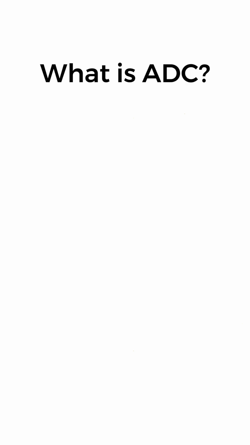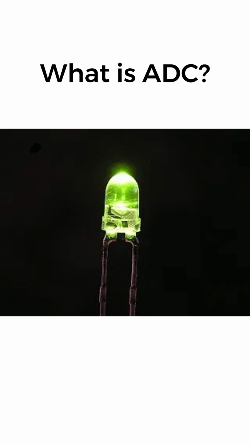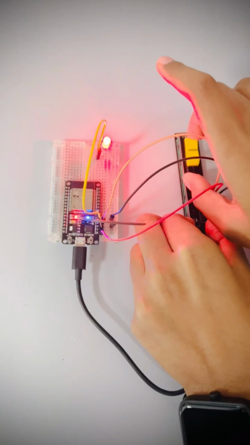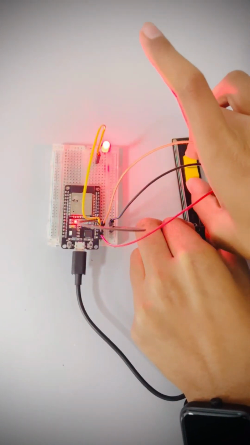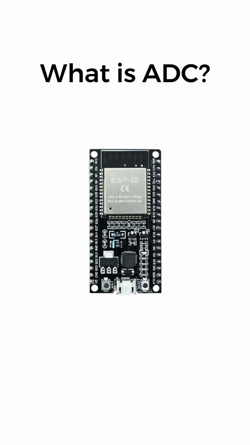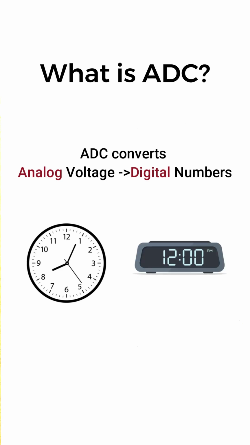So let's get started. What is ADC? ADC means analog to digital converter. In real life, sensors do not keep only on or off, they give continuous values, like voltage changing slowly. But microcontrollers like the ESP32 understand only numbers. So ADC converts analog voltage into digital numbers that the ESP32 can read.